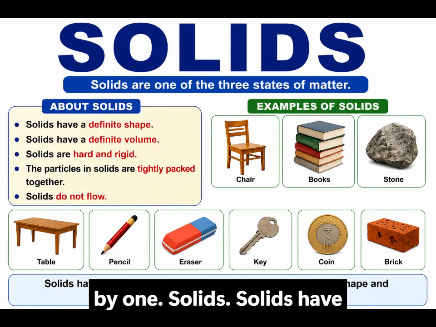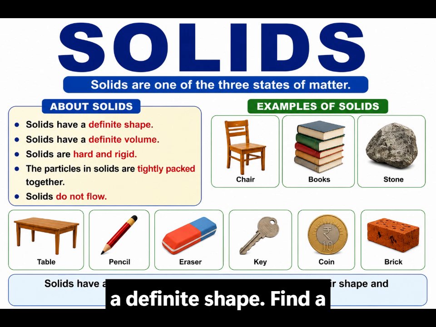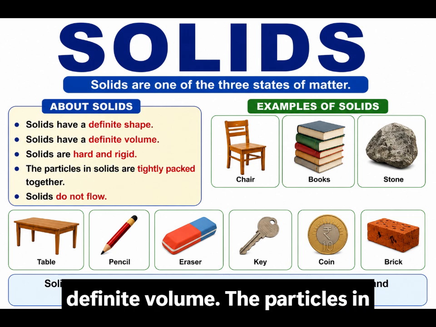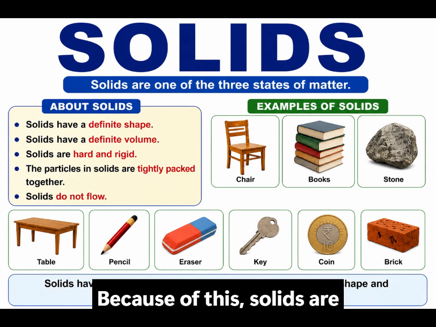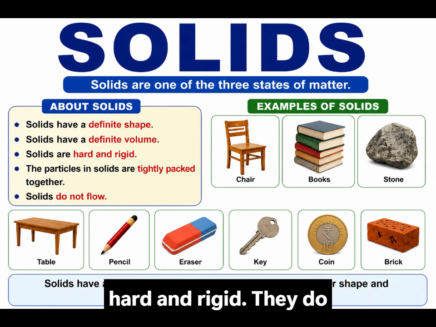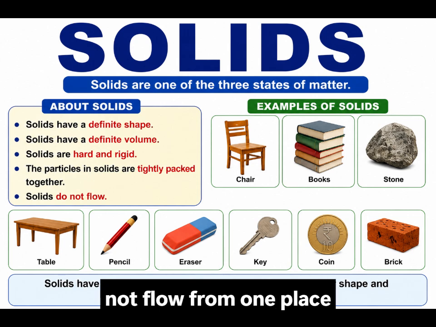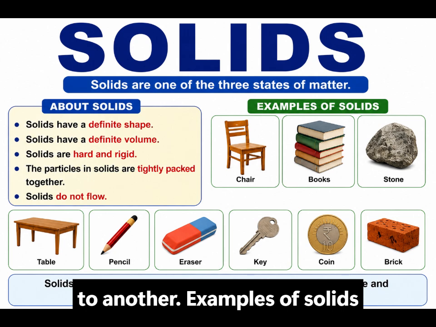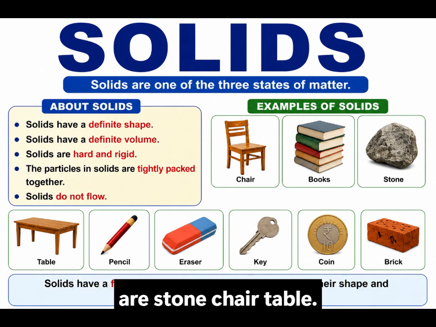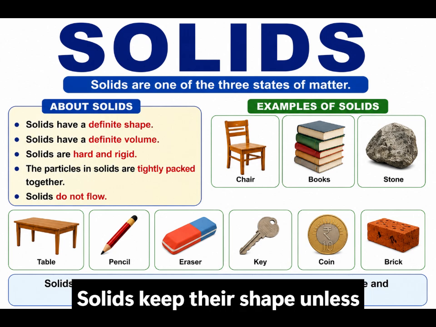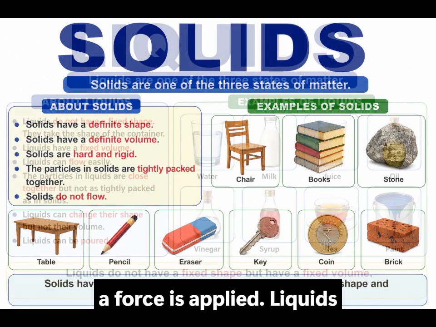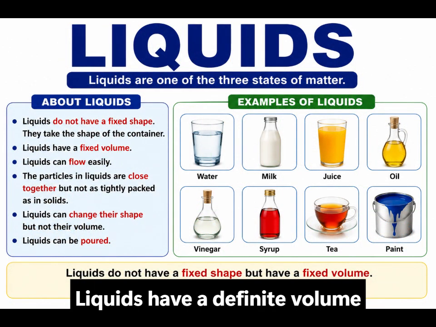Solids. Solids have a definite shape and a definite volume. The particles in solids are tightly packed together. Because of this, solids are hard and rigid. They do not flow from one place to another. Examples of solids are stone, chair, table, book, pencil, brick, coin, eraser. Solids keep their shape unless a force is applied.